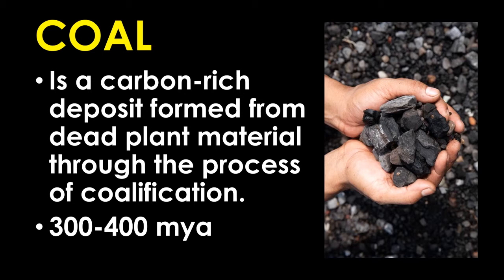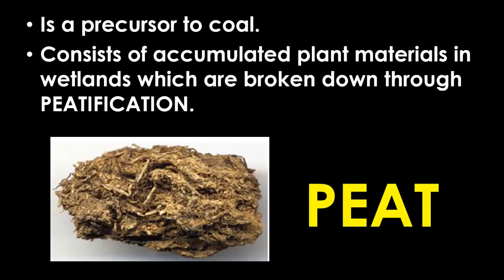From the previous slide, you heard that coalification is the production of the different ranks of coal from peat. So, everything starts in peat. Peat is a precursor to coal. It consists of accumulated plant materials in wetlands which are broken down through peatification. Another process, aside from coalification, this time it's peatification.